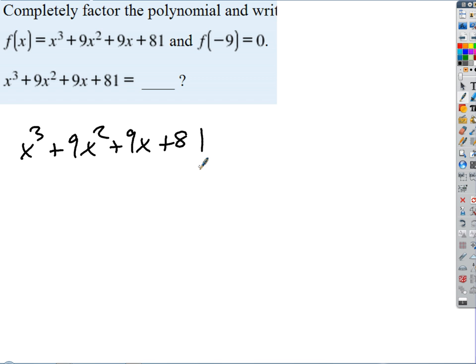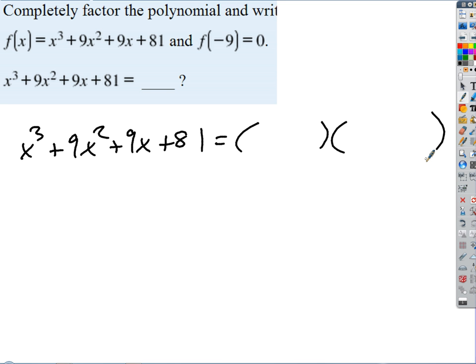We always want to start off by factoring out a greatest common factor. Is there one? Not this time, is there? Right? There's nothing I can take out of all those terms. But we know that's going to factor into what?